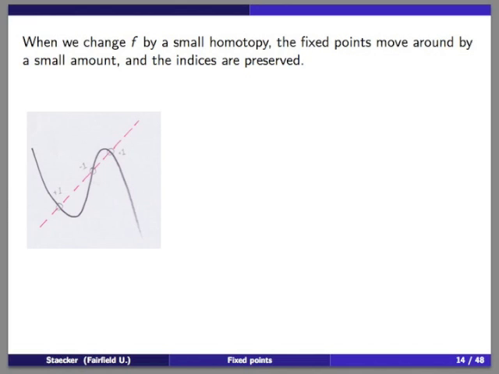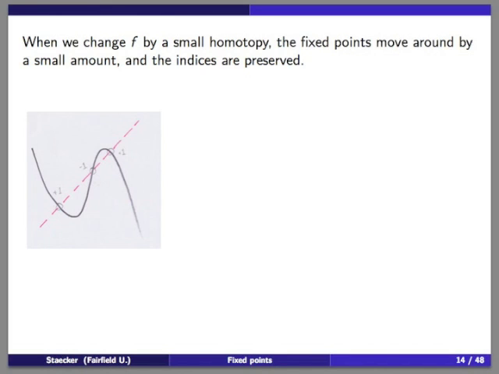Here's a little picture here. So if this is your map, you can see I have 3 fixed points. One is a +1, a -1, and a +1. If you move the graph a little bit, you'll see those 3 fixed points will move a little bit, but the indices will be the same because the crossing is still in the same direction if you only change it a little bit. What happens if you change it a lot?